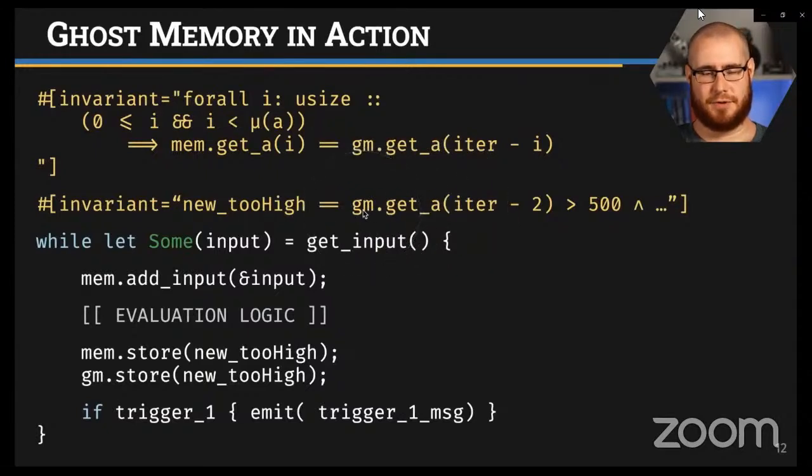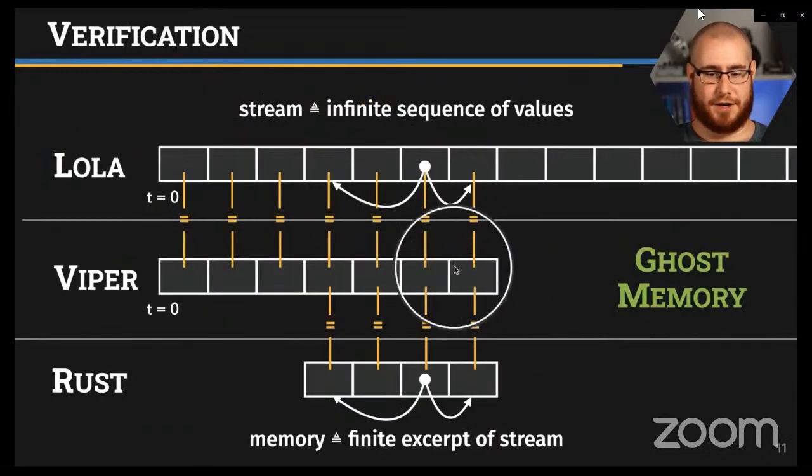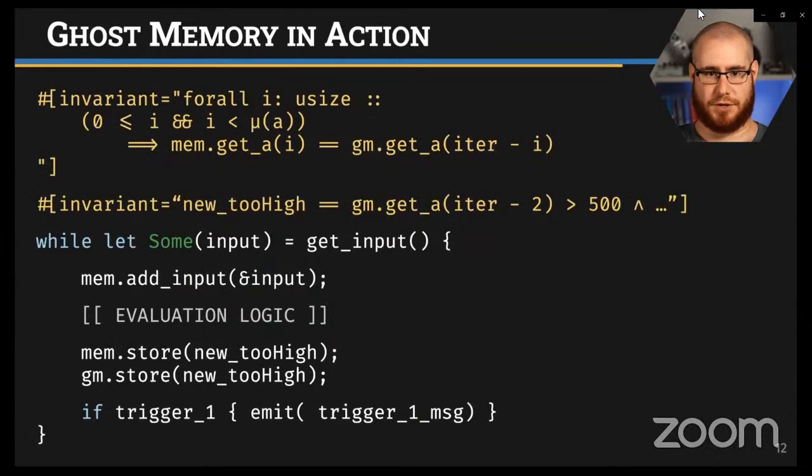And if these two computations are correct, then we know that the values here in the ghost memory, each of them is the same as the one we would have gotten if we evaluated in theoretical Lola. And in combination, we know that every value we compute in Rust is the same as the one we would have gotten in Lola. So all trigger responses are correct. And that's essentially what we wanted to show.